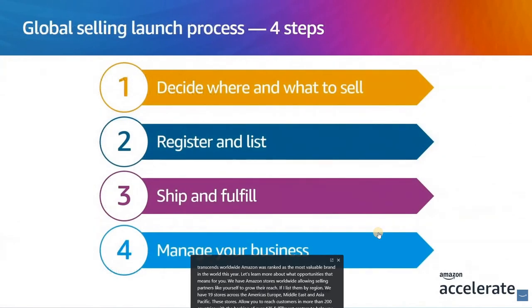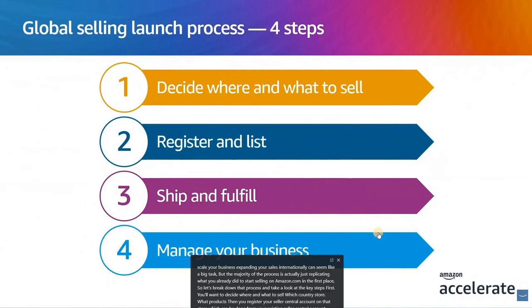Expanding your sales internationally can seem like a big task, but the majority of the process is actually just replicating what you already did to start selling on Amazon.com in the first place. So let's break down that process and take a look at the key steps. First, you'll want to decide where and what to sell: which country store, what products. Then, you register your Seller Central account on that store, which can be done from your existing Seller Central account on .com, and list the products you want to sell.